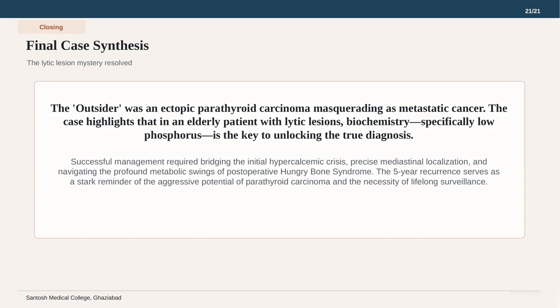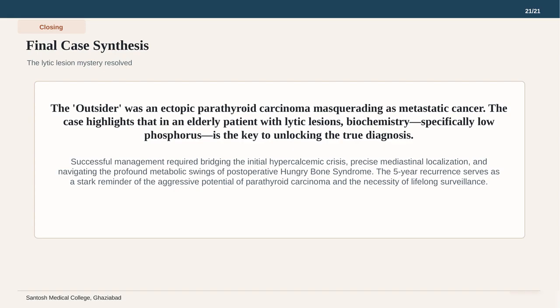This final case synthesis reminds us that the outsider in this mystery was an ectopic parathyroid carcinoma masquerading as metastatic cancer. The central lesson here is that in any patient with lytic lesions, biochemistry, and specifically the finding of low phosphorus, is the essential key to unlocking the true diagnosis. Successful management of this patient required a multi step approach, bridging the initial hypercalcemic crisis, achieving precise mediastinal localization, and carefully navigating the profound metabolic swings of post-operative hungry bone syndrome.